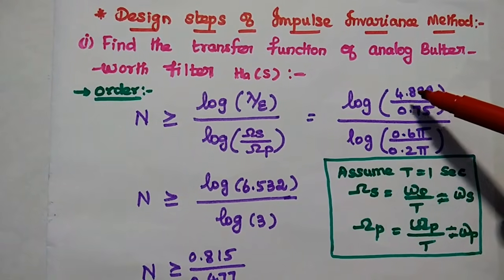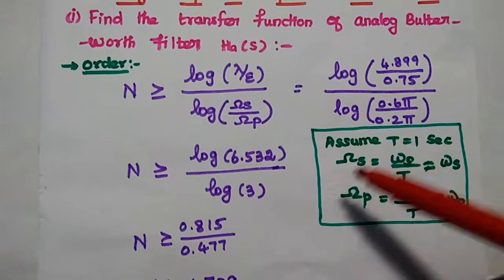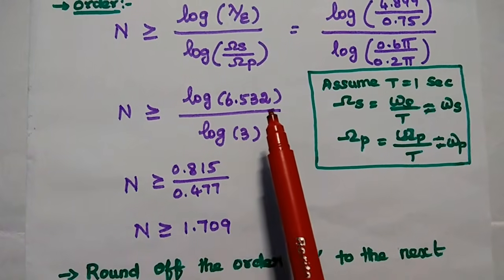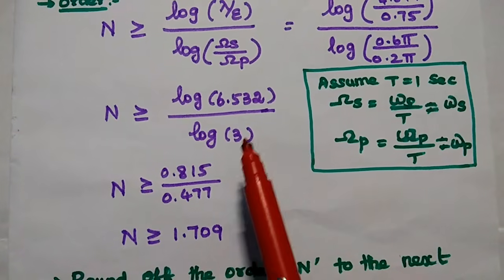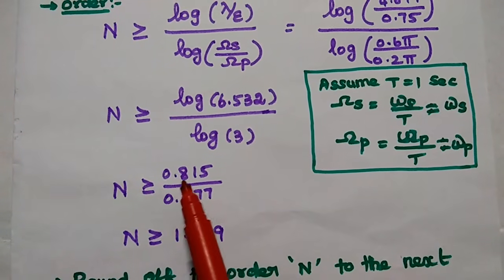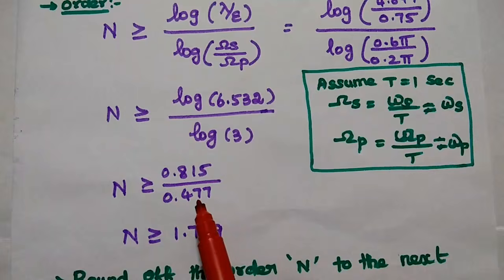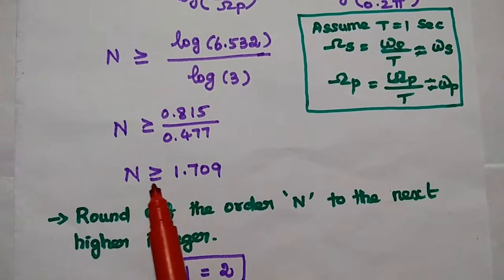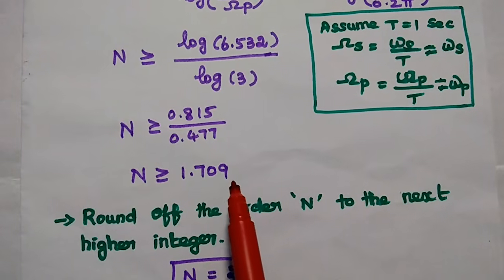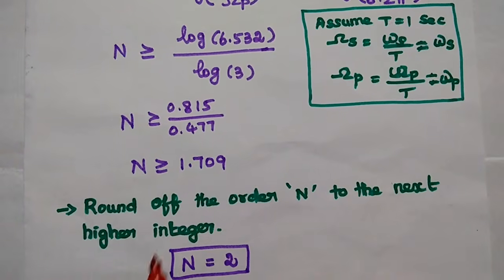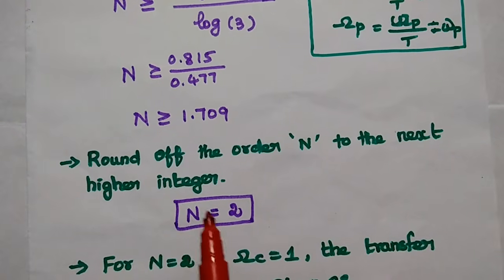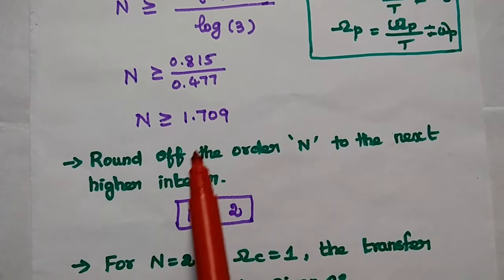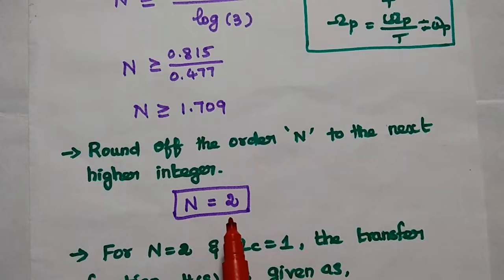In this numerator, lambda value, here it is epsilon value. Then simplify the values. We can get log of 6.532 divided by log 3. So that value is 0.815 divided by 0.477. Then we can get the order of the filter is greater than or equal to 1.709. Then we are going to round off this order value to the next higher integer. Here it is 1.709, so we can make it as a 2.